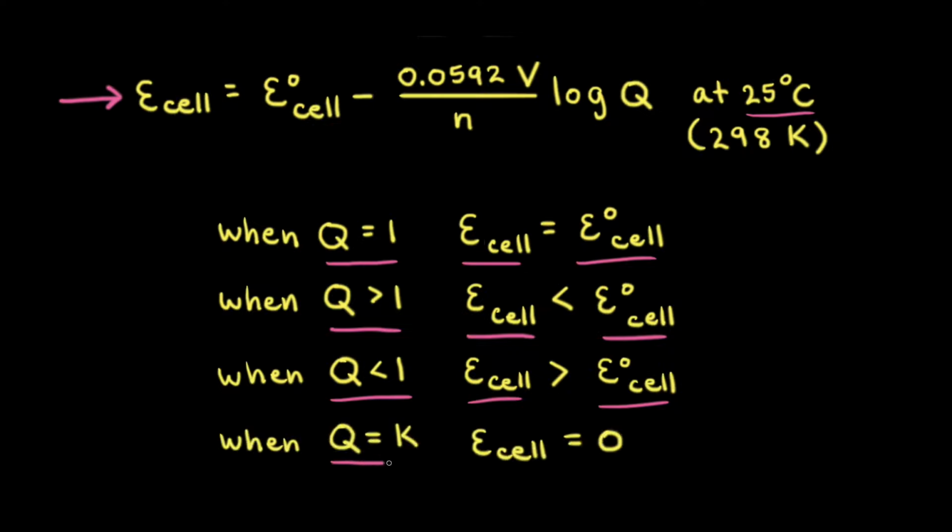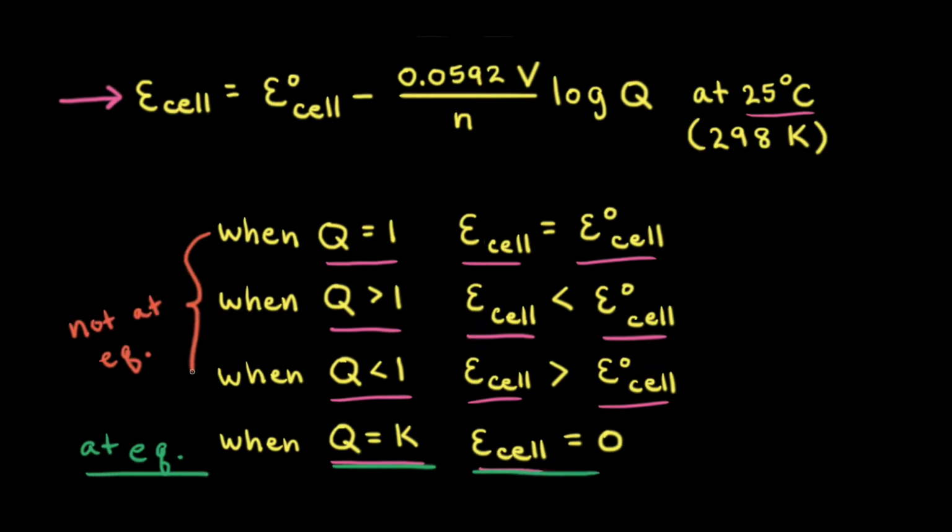And when Q is equal to the equilibrium constant K, the instantaneous cell potential is equal to 0 volts. When Q is equal to K and the potential is equal to 0, the reaction is at equilibrium. However, for these first three situations, Q is not equal to K and the instantaneous cell voltage is not equal to 0. Therefore, the reaction is not at equilibrium.